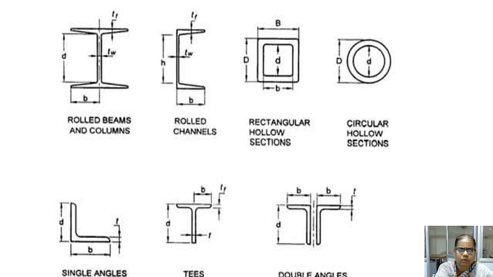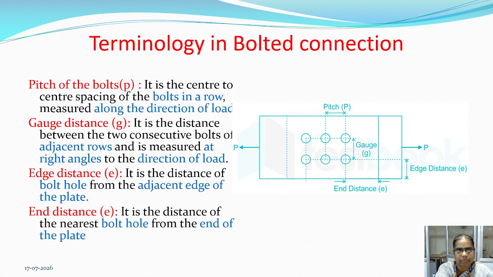This slide shows some images of steel structure sections: rolled beams and columns, rolled channels, rectangular hollow sections, circular hollow sections, double angle section, T-section and single angle section.